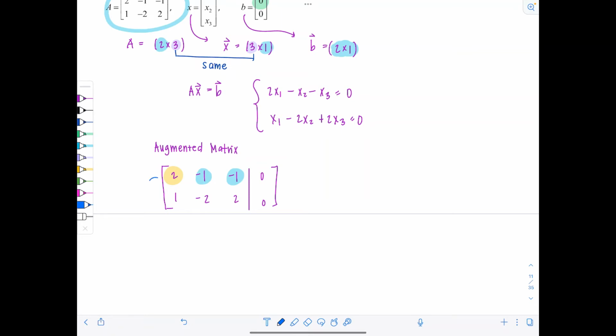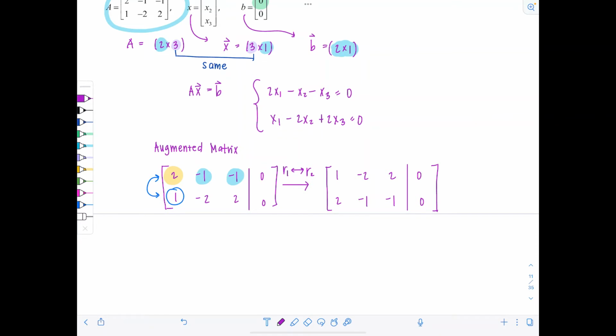So how about we just switch row 1 and row 2? Because, oh, there's a 1 sitting right there. That sounds nice. That sounds less troublesome. So to get to the next step, we're going to interchange row 1 and row 2. Always write what you're doing, okay? It's for you, it's for your instructor, it's for everyone's well-being, honestly. Okay, we've got 1, -2, 2, 0, 2, -1, -1, 0.